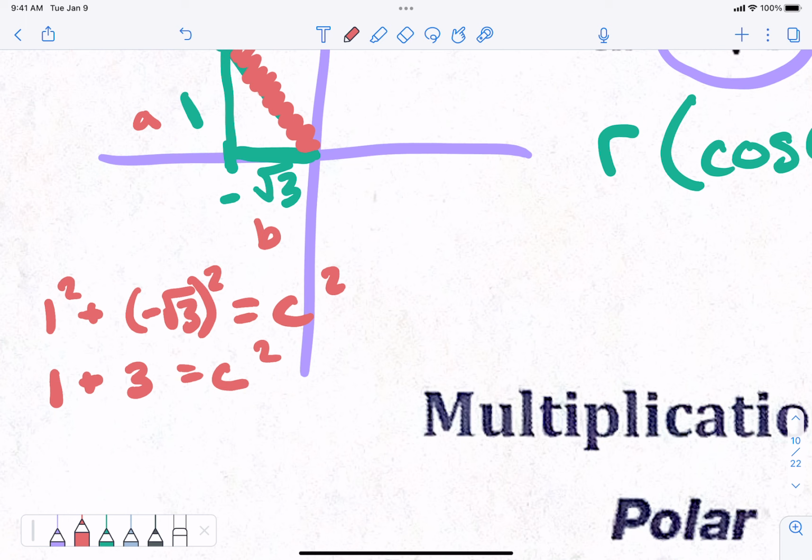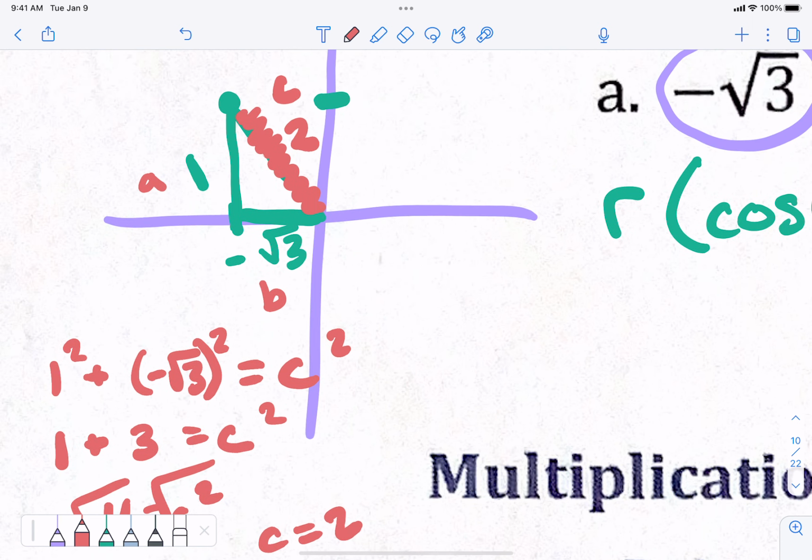This means negative square root of 3 times negative square root of 3. Whatever the square root is, you turn it negative. Well, you take the square root of the inside and then you make it negative. That's all. But when you square it, the negative goes away. So 1 plus 3 is 4. 4 equals C squared. So C is 2.